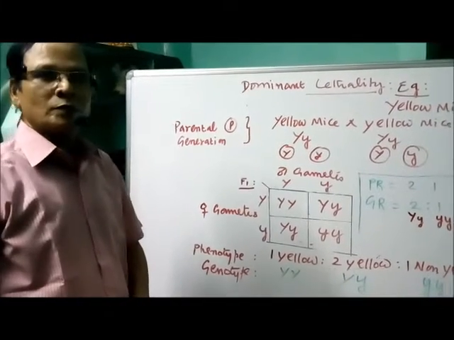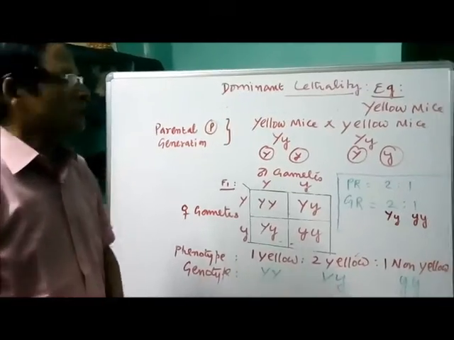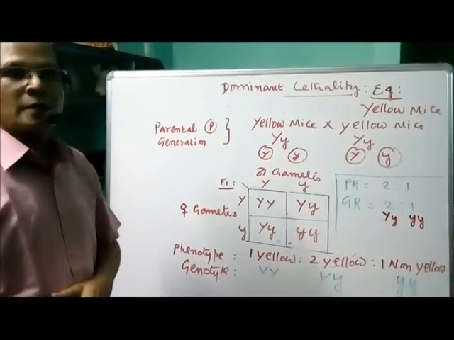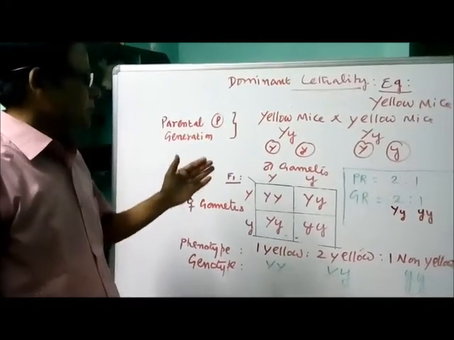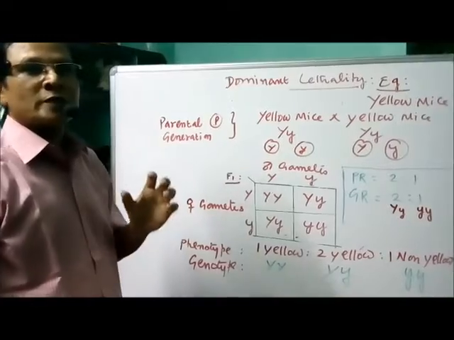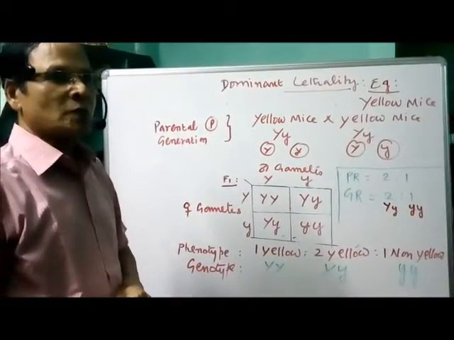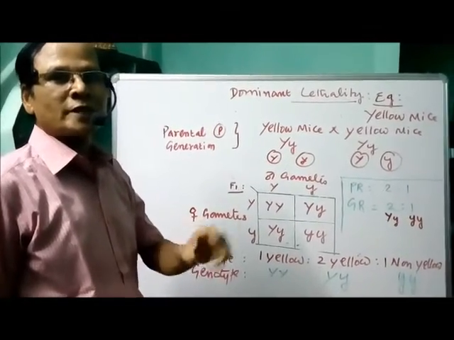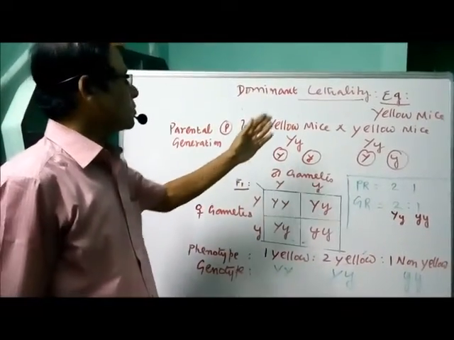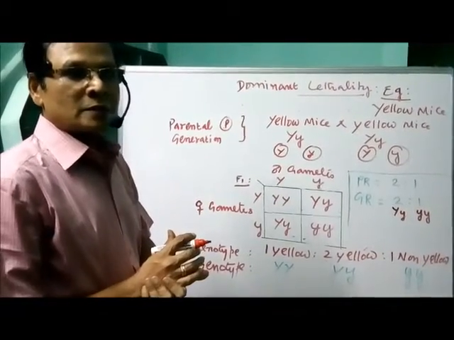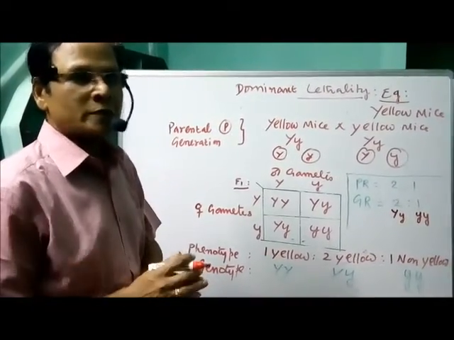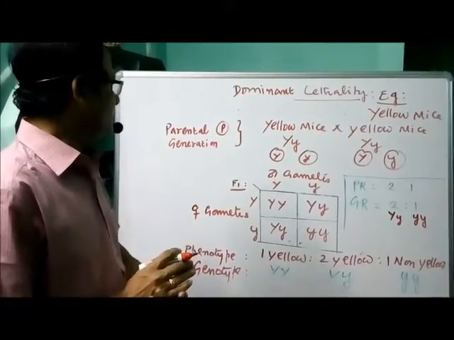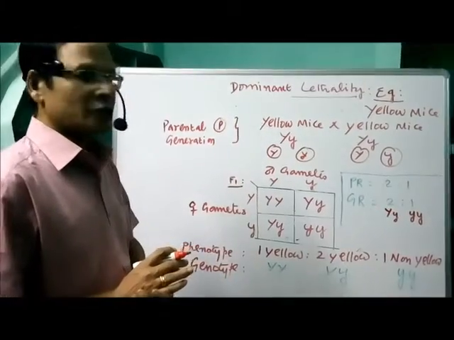Now let us discuss dominant lethality, with reference to the yellow mice. In the case of dominant lethality, the dominant gene in homozygous condition dies. In the previous one, recessive lethality, the recessive gene in homozygous condition dies. Here, a yellow mouse was crossed with a non-yellow mouse. We get heterozygous yellow mice in the F1 generation. Now we are considering this as the parental generation.